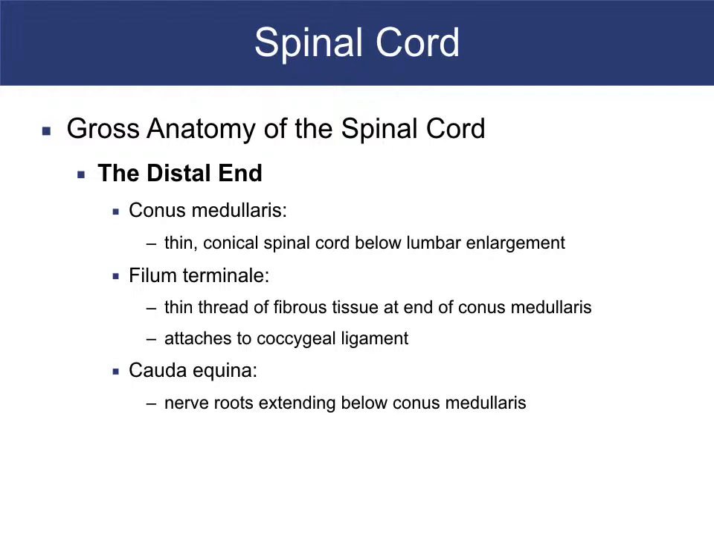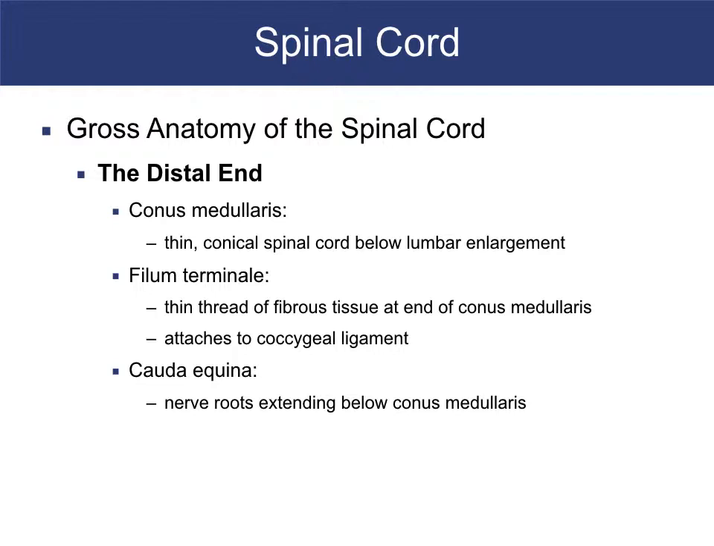That's called the conus medullaris, and then coming off of the end of the spinal cord, there's a little thing called the filum terminale, which is a little thin thread of tissue that goes all the way down to the coccygeal ligament, and that basically holds the spinal cord there so it doesn't retract back up or anything like that. I'll show you a picture of that in a minute too.